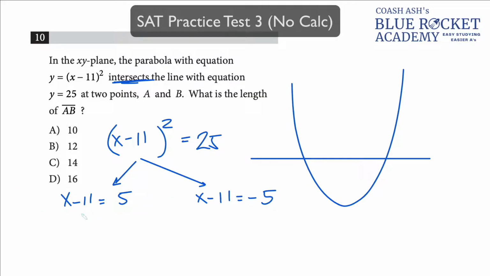All right. Now you just add 11 to both sides. So what do you get? x is equal to 16. And then here you add 11 to both sides, you get x is equal to 11 minus 5, which is 6. So you got 16 here and 6.